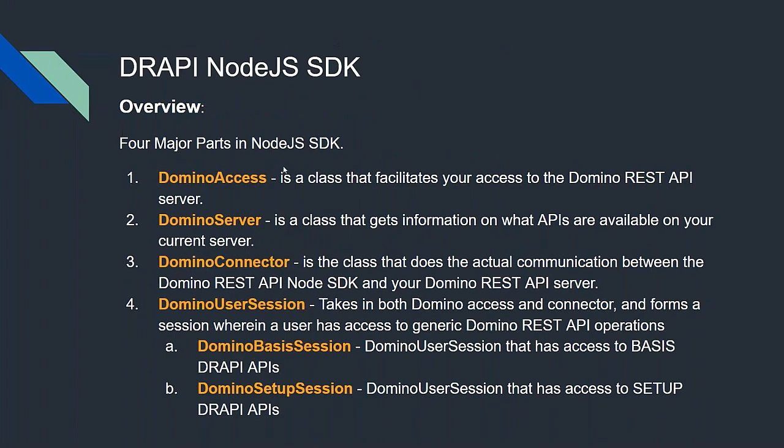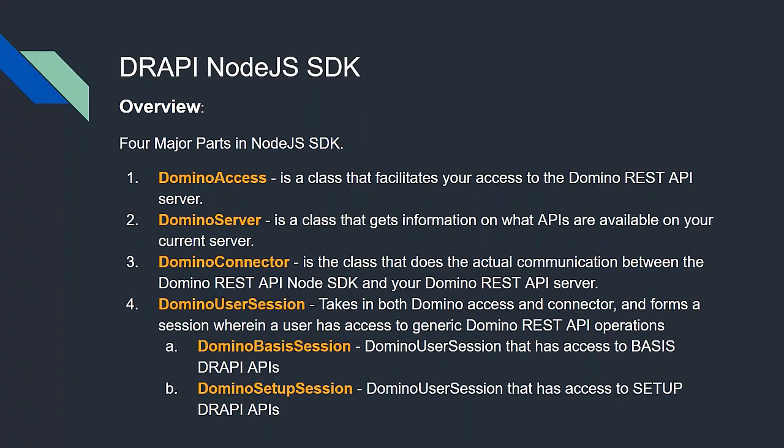There are 4 parts in the Node SDK. Domino Access is a class that facilitates your access to the Drapi server. It will also require the developer who would use it to specify what type of authentication it will use. As of now, it may be basic or OAuth. It will also require you to specify the scope, the base URL for the Drapi server, and the username and password.